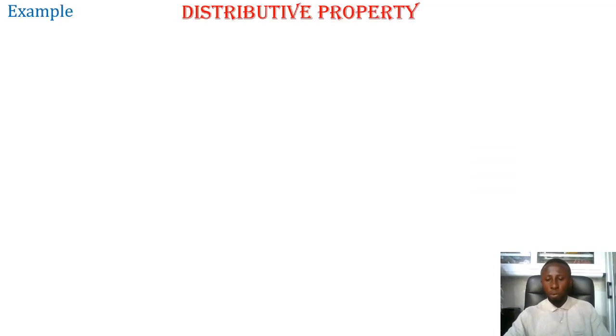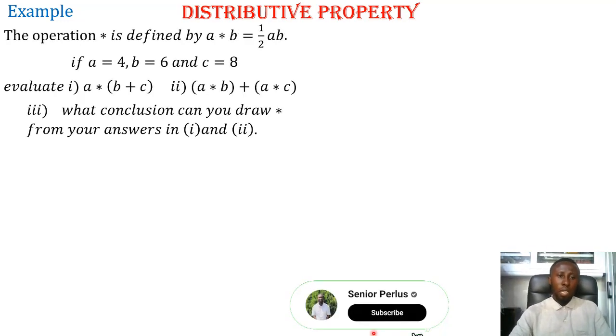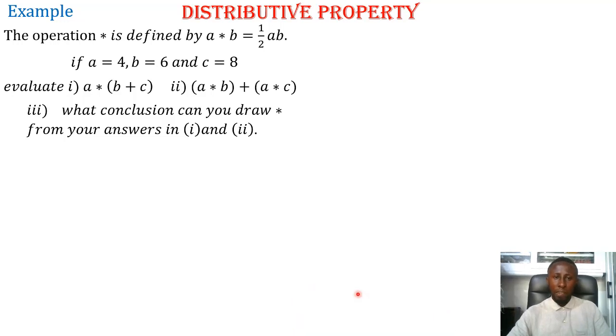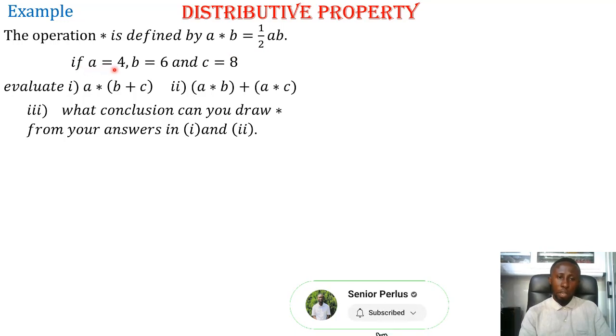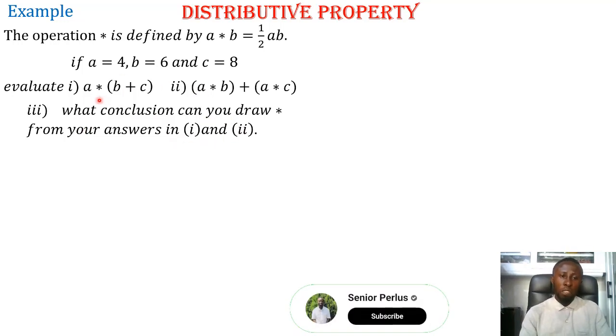Let's solve some examples on the distributive property since we are done with the demonstration. The operation is defined by A star B is 1 over A times B. So this is our definition. If A equals 4, B equals 6, and C equals 8, evaluate these. What conclusion can you draw from your answers in I and II after evaluating?